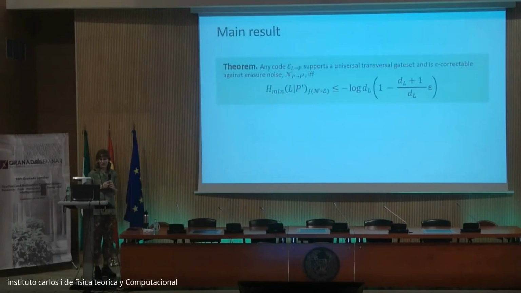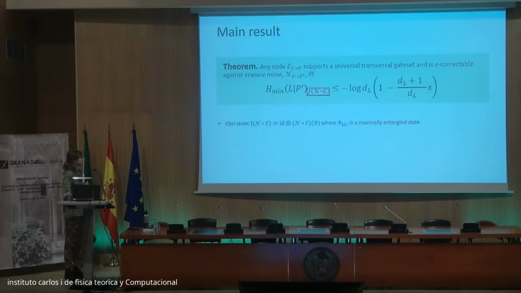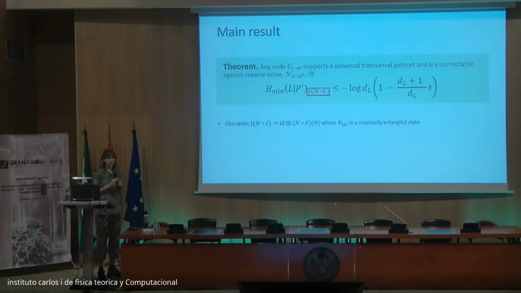So what's the main result? The main result is that any quantum error correcting code supports a universal transversal gate set and can epsilon-correct against erasure noise, given by this channel, if and only if this inequality is satisfied. So let me talk you through the different components of this inequality. So here is what's called a Choi state. Essentially you construct this by, you have your encoding channel, you have your noise channel, and you just apply those to half of the maximally entangled state. So you can think of this as just a definition of the notation.